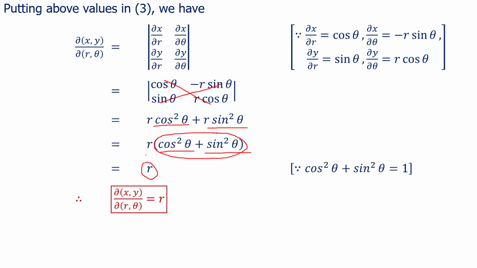Therefore, the Jacobian of xy with respect to r theta is r. This is the desired result.